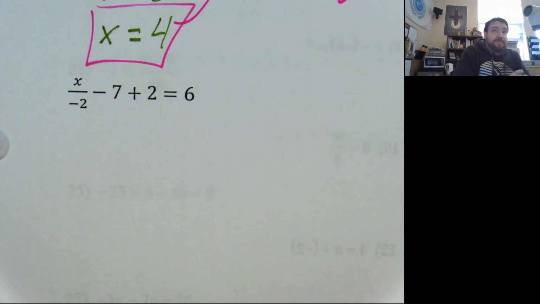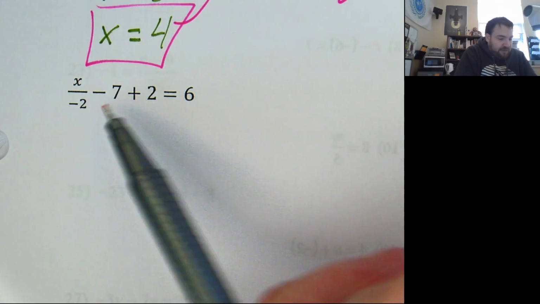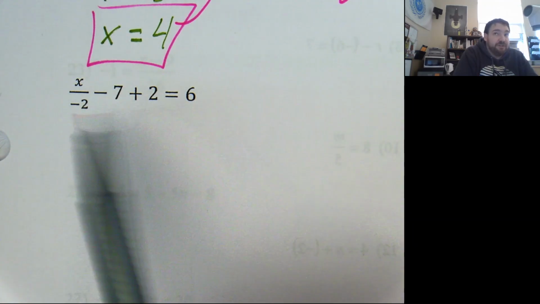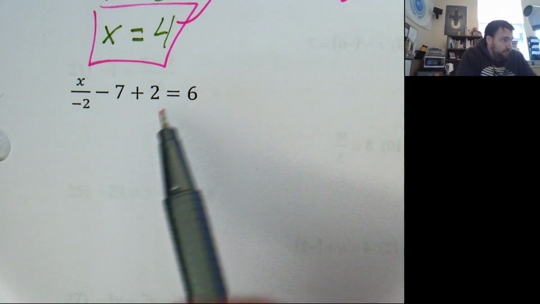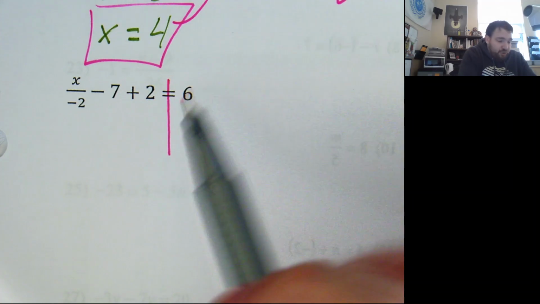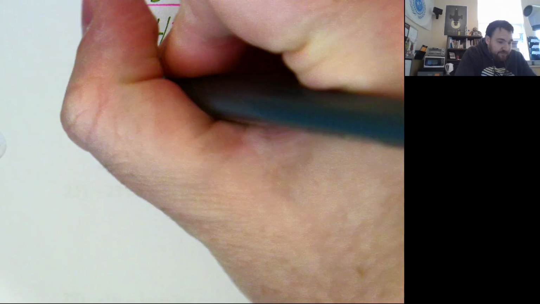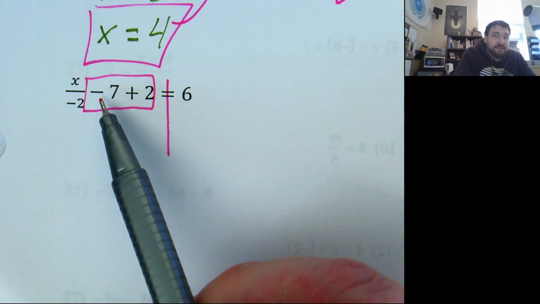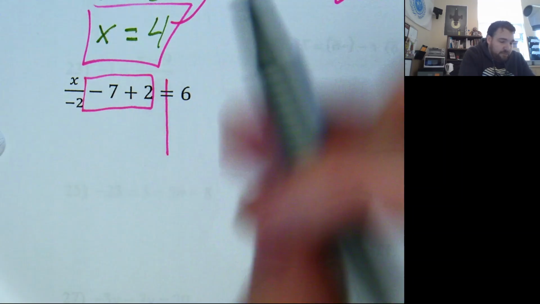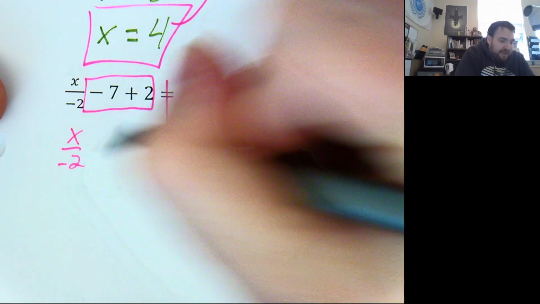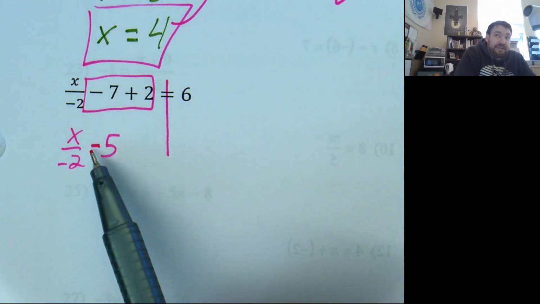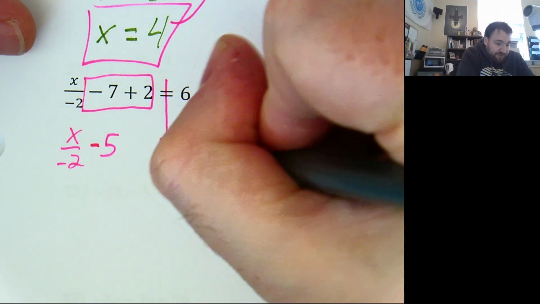So let's take a look at this. I've got x over negative 2, and then I've got minus 7 plus 2. What are my like terms here on this question? You can't go across the equal sign. So it's just these two that need to get grouped. You have to include the sign out front. So what is negative 7 plus 2? We're going to get x over negative 2. Negative 7 plus 2 is negative 5. So we're going to include the sign out front. And this is still going to be equal to 6.